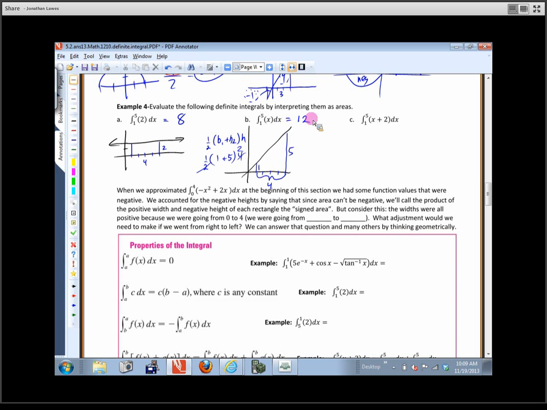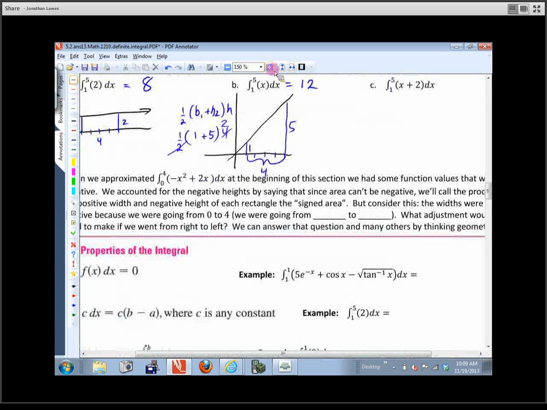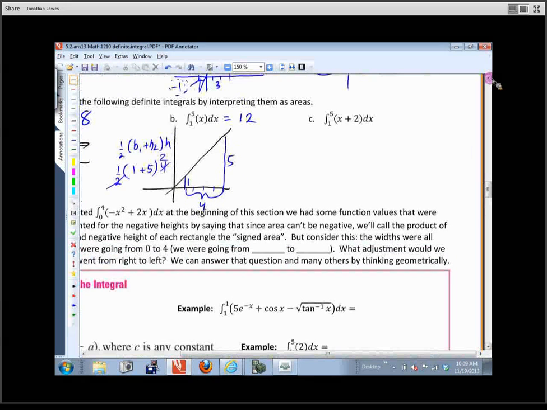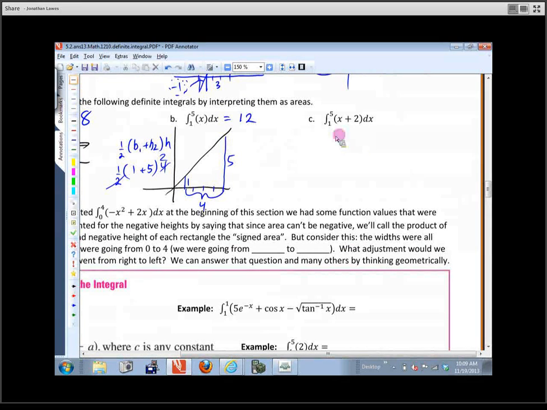Any questions? Okay, we'll do the same thing with this next one. You'll notice that I'm keeping all of these from 1 to 5. So let's draw this one.